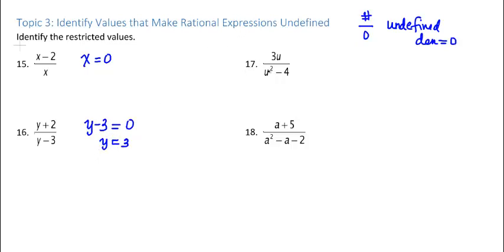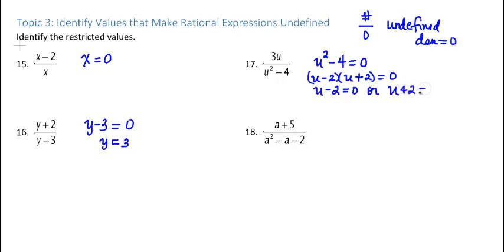In 17, 3u divided by u squared minus 4. So the restriction comes from setting u squared minus 4 equal to 0. And that's a quadratic equation. To solve it, we have to factor and set each factor to 0, or we could apply the square root property. But that gives us that u minus 2 is equal to 0, or u plus 2 is equal to 0. So the restrictions are that u is equal to 2, or u is equal to negative 2.